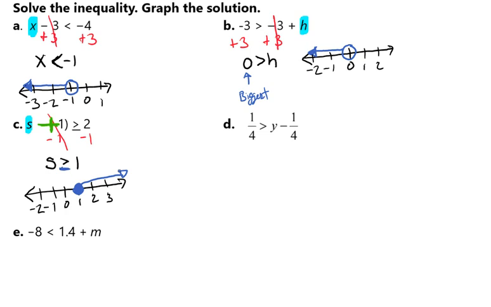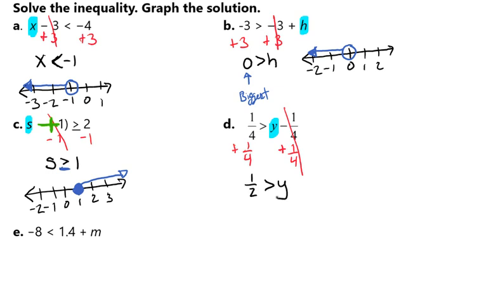For letter D, we have 1/4 is greater than y minus 1/4, and we want to get that y by itself. So how can we get rid of a minus 1/4? Well, we should add the 1/4 because the opposite of minus is plus. So we will add it, and then you can either use your calculator to take 1/4 plus 1/4, or you can do it mentally, and you're going to come up with 1/2 is greater than y.